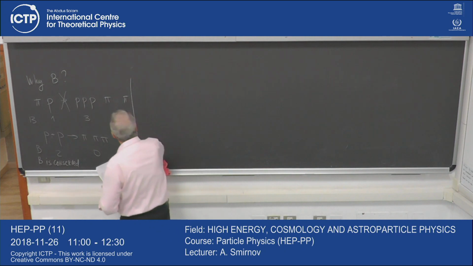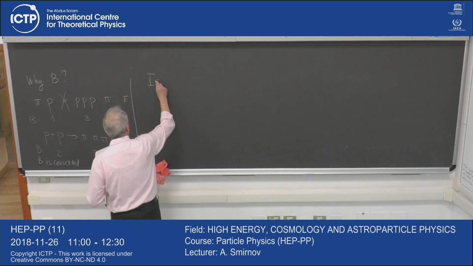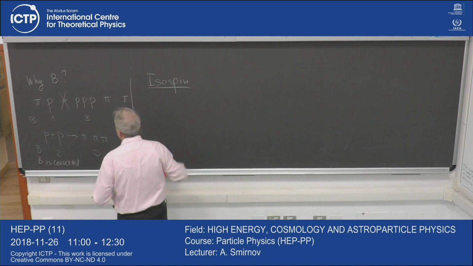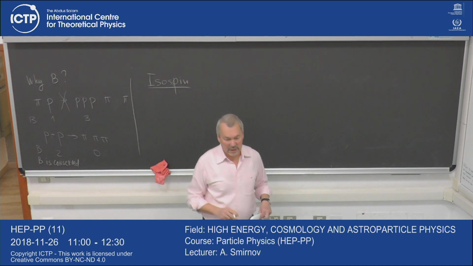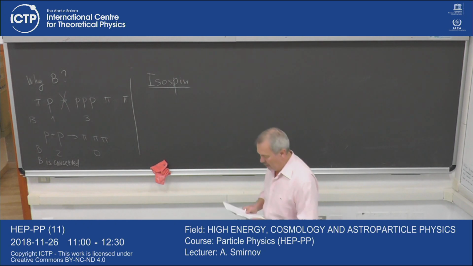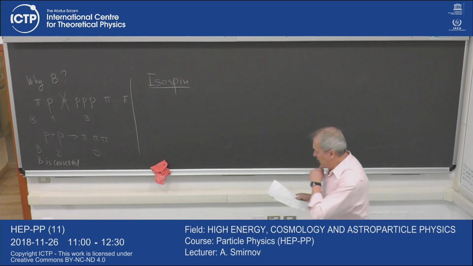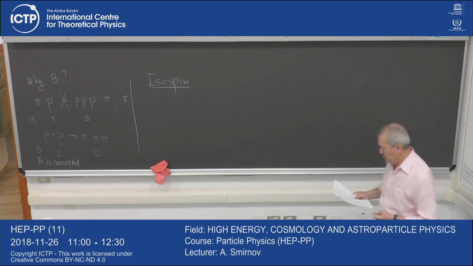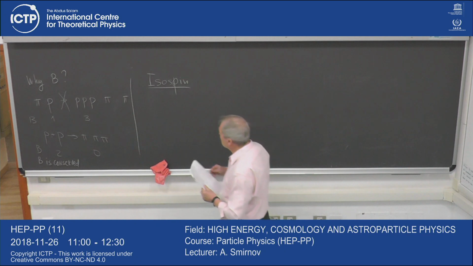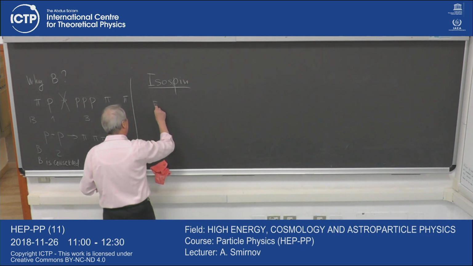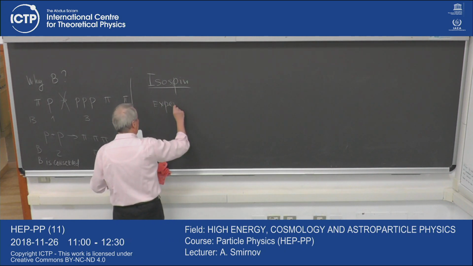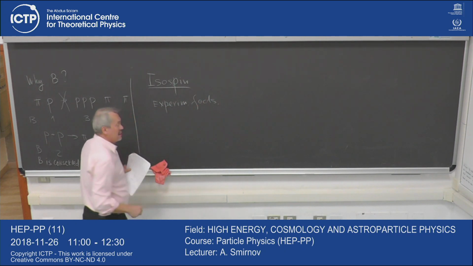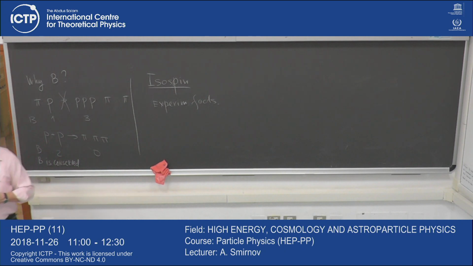So now let me discuss isospin. Isospin is related to what we call internal symmetry of nature. And this is the key step in developments of all our theory of particles. So what are the experimental facts behind isospin? Who knows this?